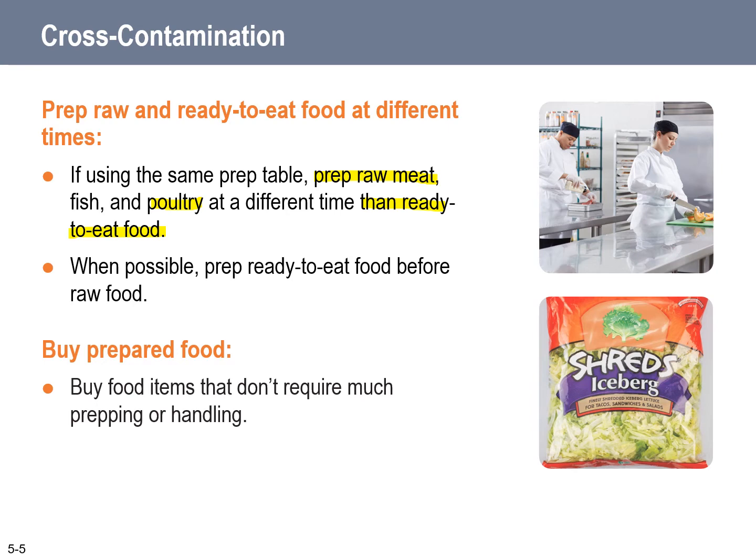But we are going to have to clean and sanitize all of our work surfaces and utensils between each type of food. Also, by prepping ready-to-eat food before raw food, you can reduce the chance for cross-contamination. We could also buy food that doesn't require much prep or handling. For example, you could buy pre-cooked chicken breasts or chopped lettuce. We could, but that's not how we do things here at the Reef.